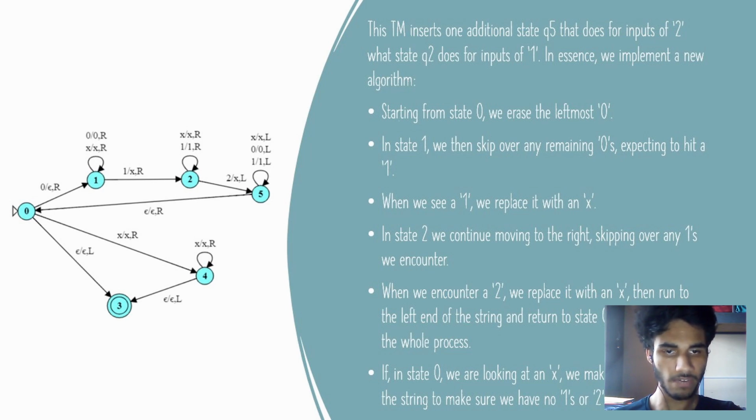Then we run to the left end of the string and return to state 0 so we can repeat the whole process. If in state 0 we are looking for an x, we make one last pass over the string to make sure we have no 1s or 2s remaining. And on the left side you can see the state diagram for the Turing machine.